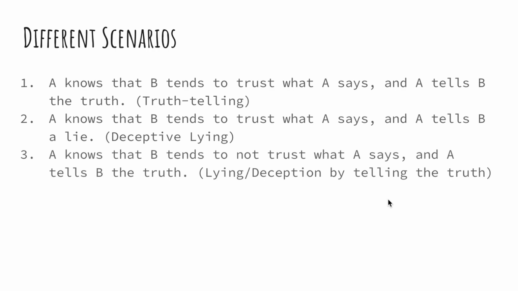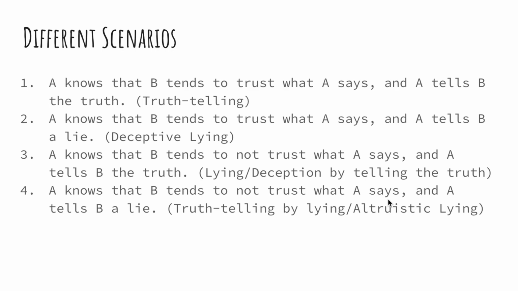The third scenario is A knows that B tends to not trust what A says, and A tells B the truth. This is also a form of lying, because you know that this guy is probably not going to trust you, so you tell him the truth, and his not trusting you results in a disadvantage to him.